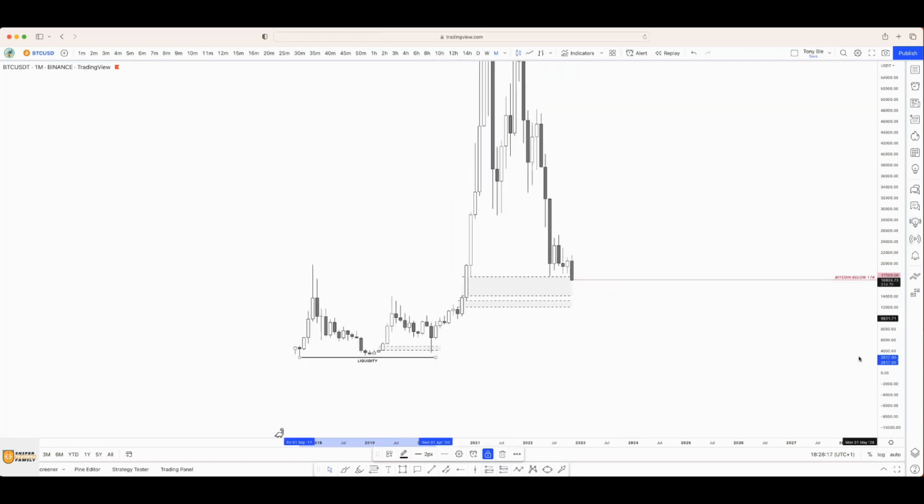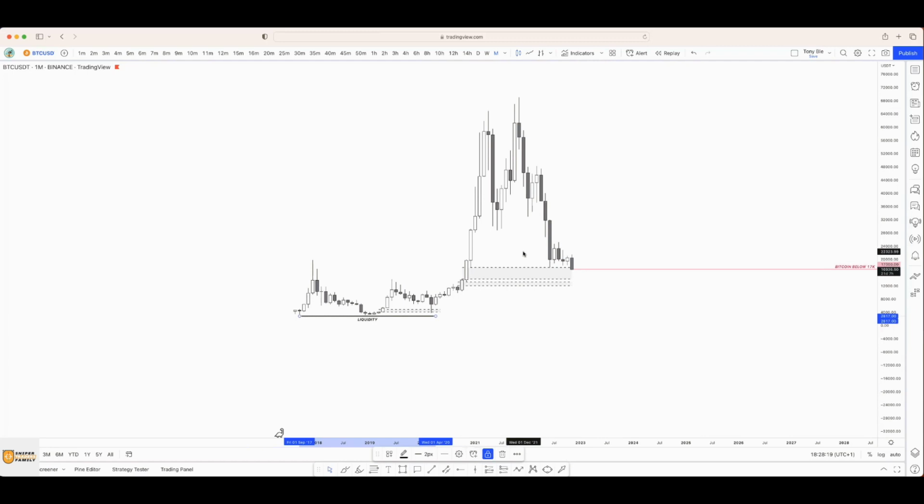Now, on the monthly time frame, we can see that we are bearish, right? After we had this high, this low, this high, I can remember when we were monitoring this candle, right? We were all monitoring this candle. It was going to close below the structure.